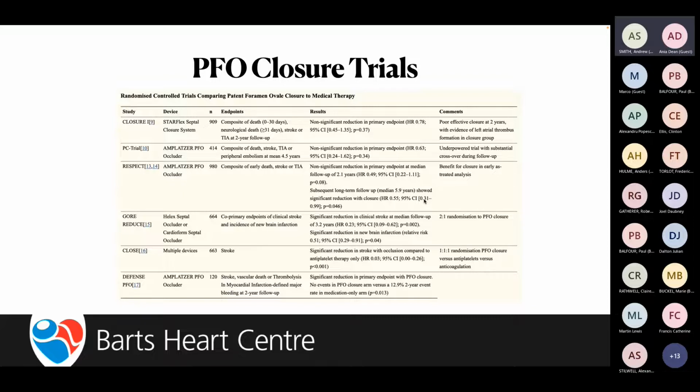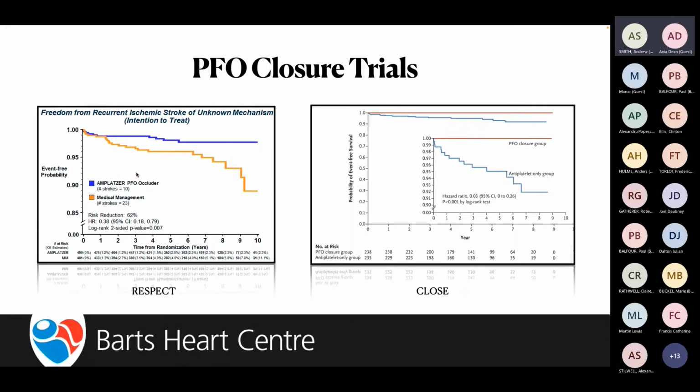But since 2016, there have been a few more trials and also an extended late follow-up of the RESPECT study, which is probably the most well-known PFO closure trial. And it now shows a clear benefit of PFO closure over and above medical therapy, which is largely antiplatelet therapy, in cryptogenic stroke. And just a couple of Kaplan-Meier curves from those studies.